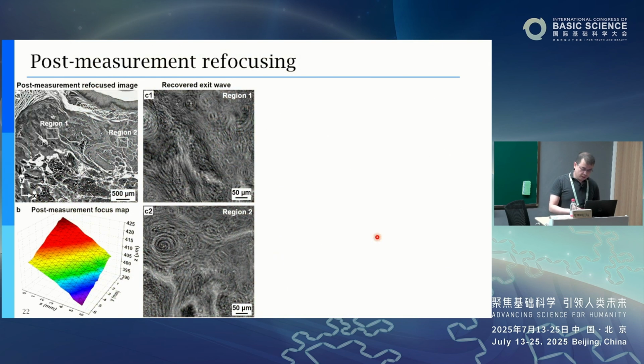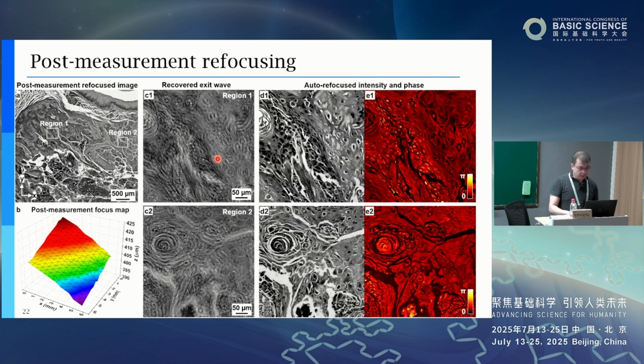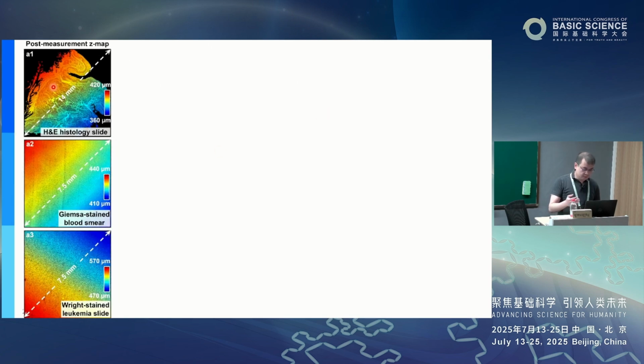Another advantage is that once we recover the light wave information at the coated surface plane, at that basal layer, we can propagate the light to any position we want. In this case, we can propagate it to the in-focus position to recover the high resolution image of the sample. So this is the demo here.